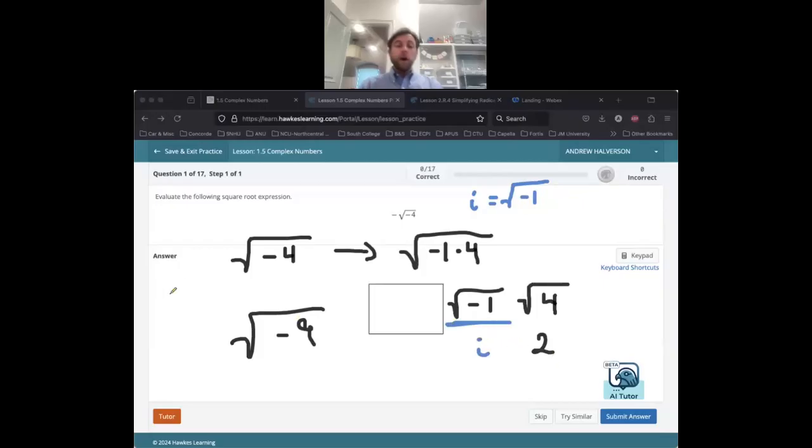Now, keep in mind, this is fundamentally I times 2. And so we're going to rewrite this and treat the I like a variable. We're going to write it as 2I, just like you would do 2x, 2y, 2p, 2q. It's 2I. But the I has a specific meaning: the square root of -1.